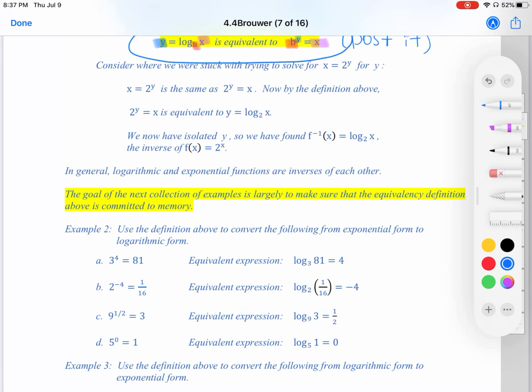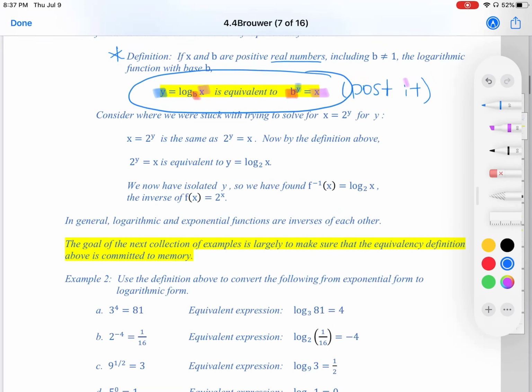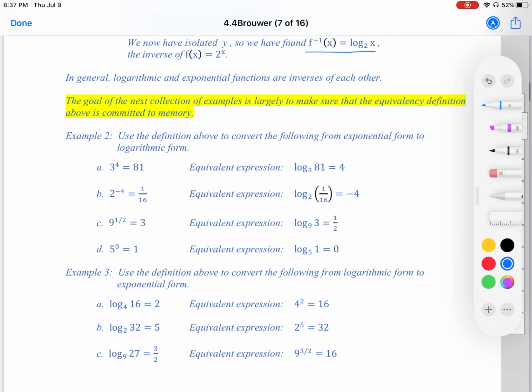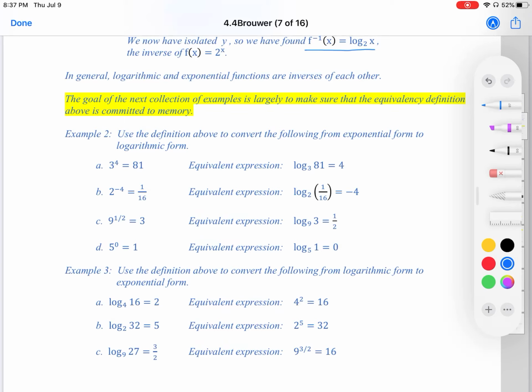Consider where we were stuck trying to solve x equals 2 to the y power for y. x equals 2 to the y power is the same as 2 to the y power equals x. Now, by the definition above, 2 to the y power equals x is equivalent to y equals log base 2 of x. We now have isolated y, so we found the inverse, which is f inverse of x equals log base 2 of x, the inverse of our exponential function 2 to the x power. In general, logarithmic and exponential functions are inverses of each other.